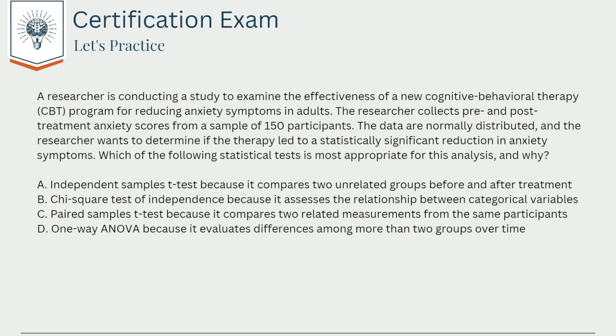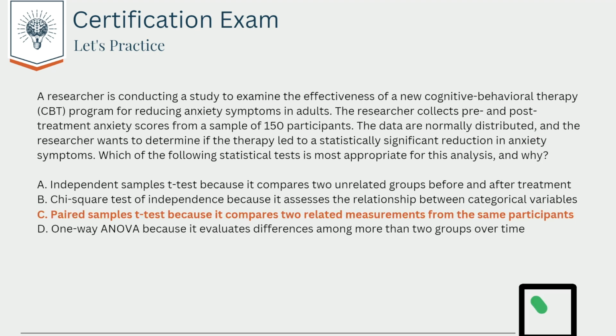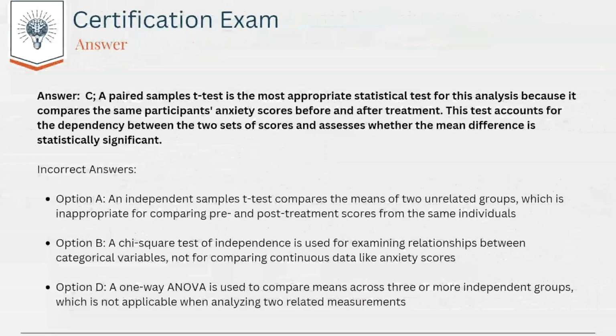All right, if you chose C, paired samples t-test, you're absolutely right. Let's break down why this is the most correct answer. A paired samples t-test is designed to compare two related measurements, like anxiety scores, taken from the same group of people before and after an intervention. This test assesses whether the average difference between the two sets of scores is statistically significant in the study.